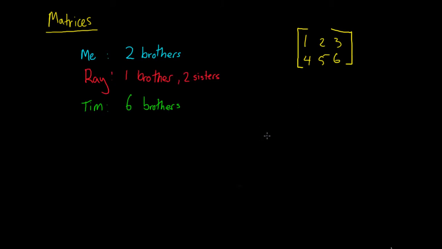So if we start by drawing a set of these brackets, and we know that we've got me, we've got Ray, and then we've got Tim. And then we know we're looking at the amount of brothers we have, so I'll put brothers up here, bro, and sisters over here, sis. So if we're trying to construct a matrix about the number of brothers and sisters that myself, Ray, and Tim have, then we can start to put this data into this matrix over here.